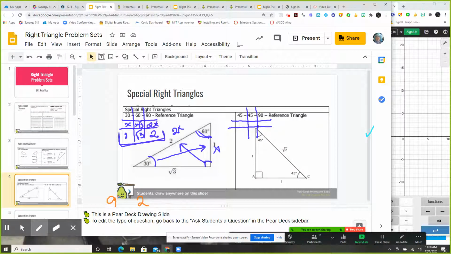It says X, or X square root of 3, and 2X. That's that middle line right there.